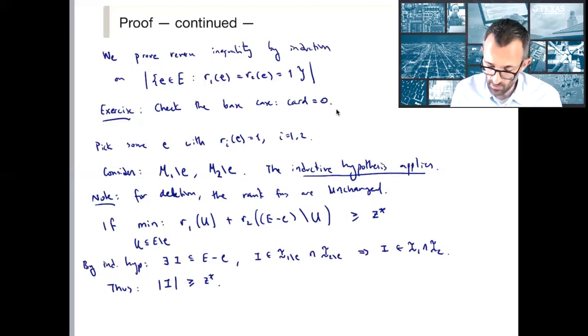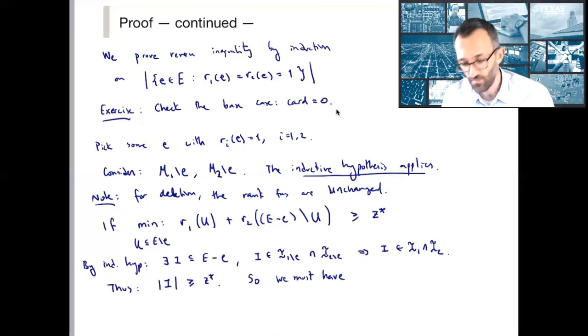So therefore we conclude that we can't have this inequality. And what does it mean for that inequality not to hold? It means that this minimization has to have some U for which this is not greater than or equal to Z star. It has to be less than or equal to Z star minus 1.